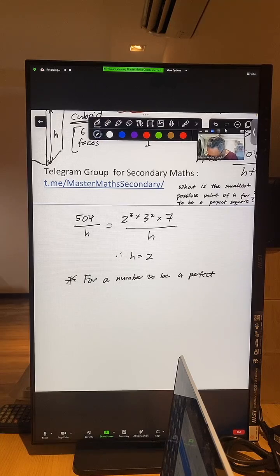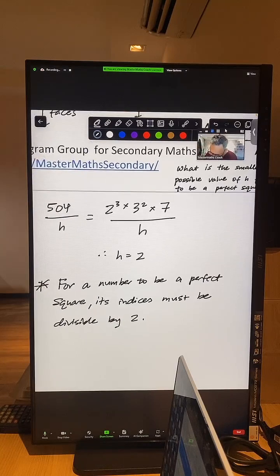Asterisk: remember, for a number to be a perfect square, its indices must be divisible by 2. Okay guys, this one is very important, this concept you must understand: for a number to be a perfect square, its indices must be divisible by 2.